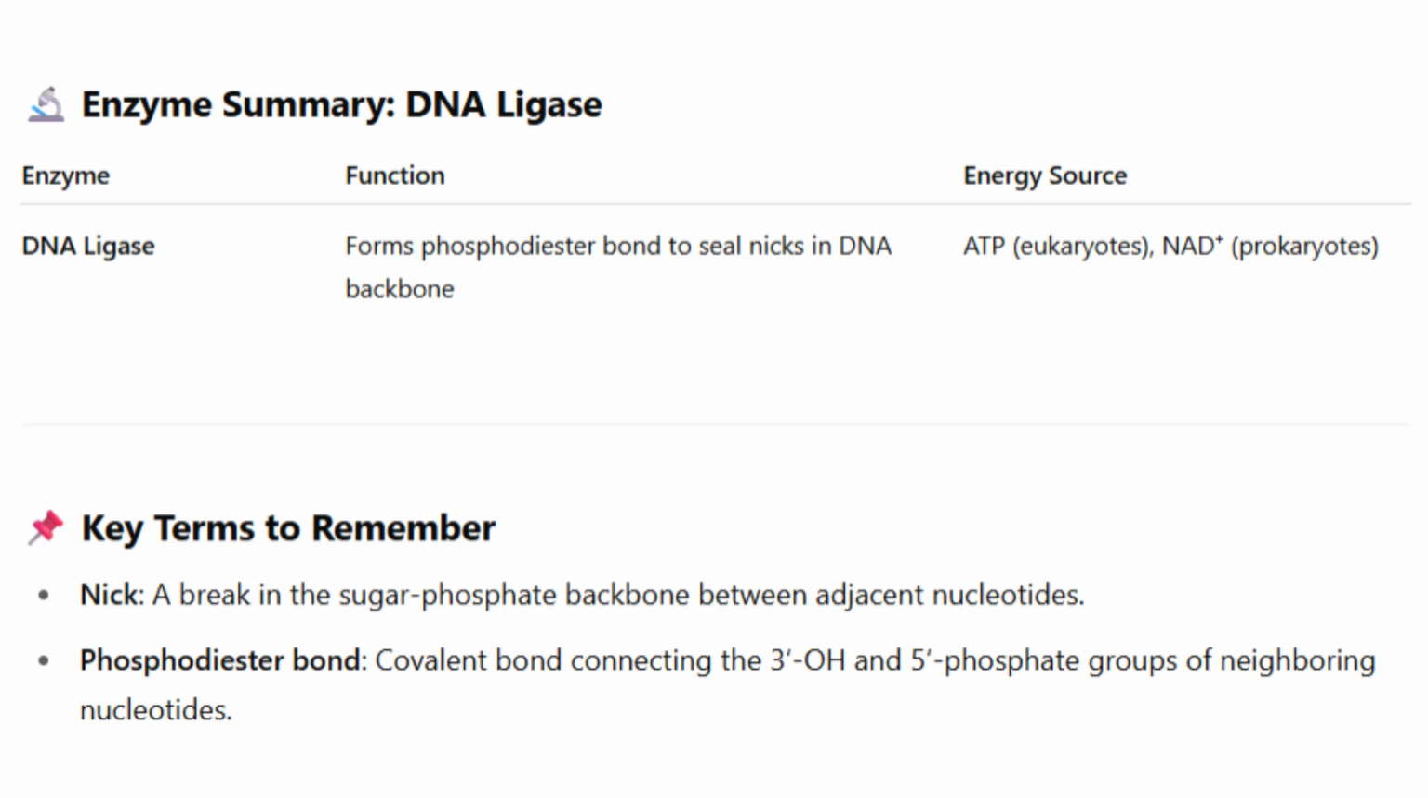Enzyme summary. DNA ligase. Enzyme function, energy source. DNA ligase forms phosphodiester bonds to seal nicks in the DNA backbone. ATP in eukaryotes, NAD in prokaryotes. Key terms to remember. Nick: a break in the sugar-phosphate backbone between adjacent nucleotides. Phosphodiester bond: covalent bond connecting the 3'-OH and 5'-phosphate groups of neighboring nucleotides.